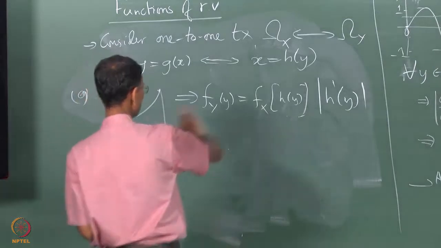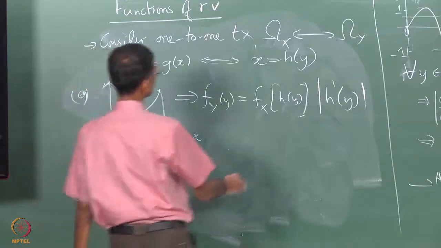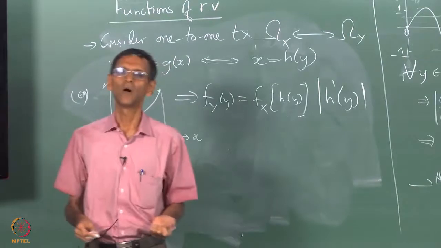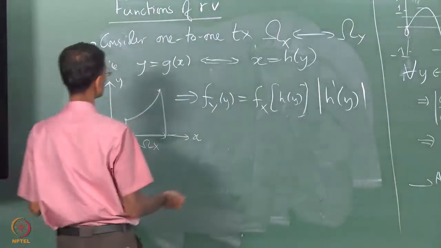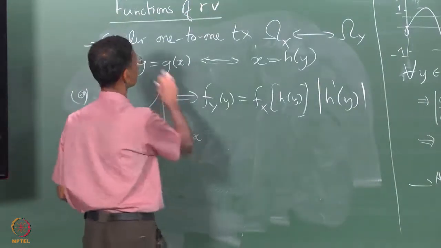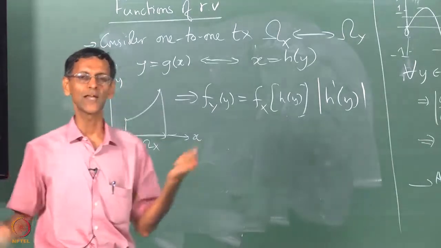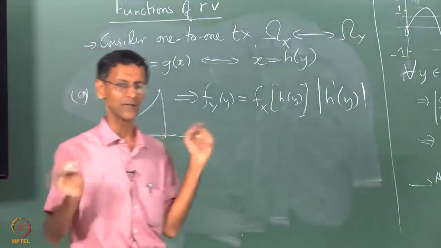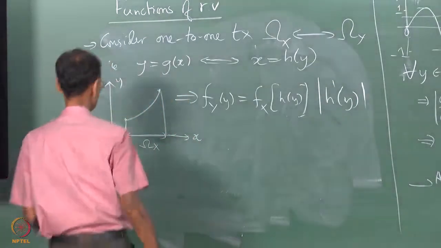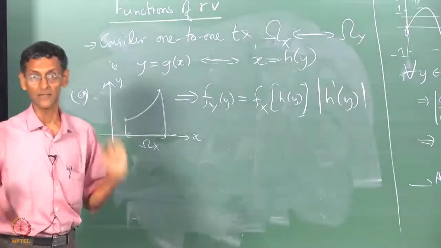So this very simple formula allows us to find the PDF for a very important case, which is the affine or linear, let us call it linear transformation. The most important one-to-one transformation is the linear transformation. What is a linear transformation? Y equal to ax plus b. I am including obviously the b, which is very important in our application. Some of you might say that is not strictly linear, but it is okay, we will call it linear.